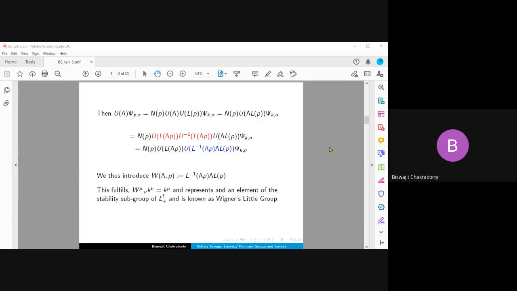Okay, so W is the Wigner little group, which is a subgroup of the proper orthochronous Lorentz group, which preserves this four-momentum k, and is known as Wigner's little group. We'll see that it's very, very important in the description of the transformation property of one particle states under arbitrary Lorentz transformations. Okay, go to the next slide, please.